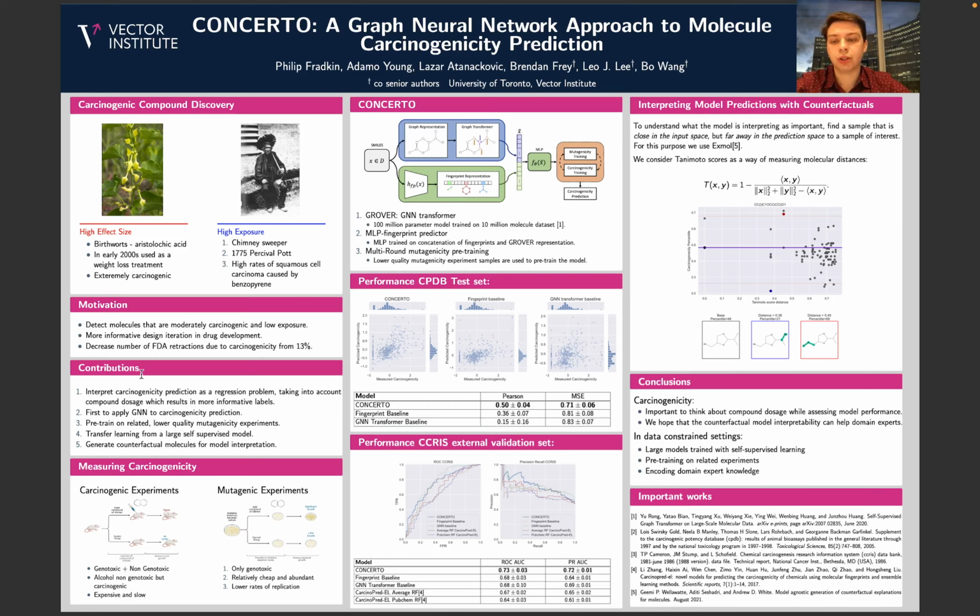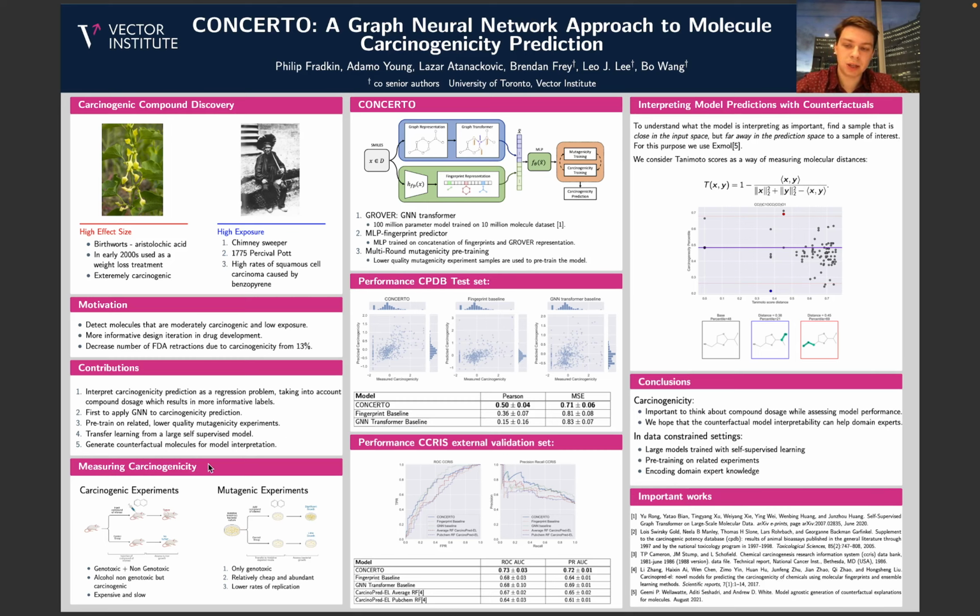So our contributions are we reinterpret carcinogenicity prediction as a regression problem instead of a classification problem, while taking into account compound dosage. We're the first to apply graph neural nets to carcinogenicity prediction. We pre-train on related but lower quality mutagenicity experiments, and we conduct transfer learning from a large self-supervised model. And finally, we generate counterfactual molecules for model interpretation.